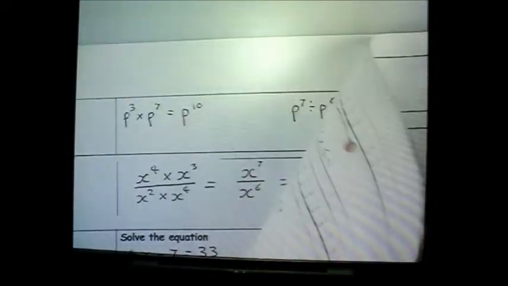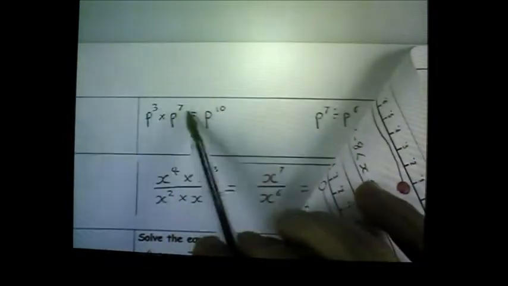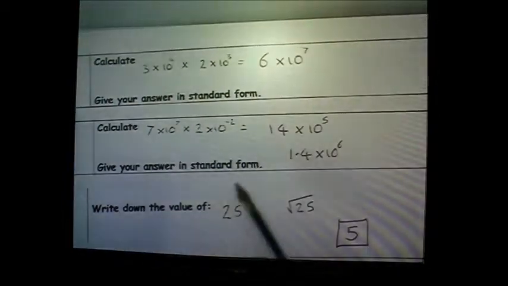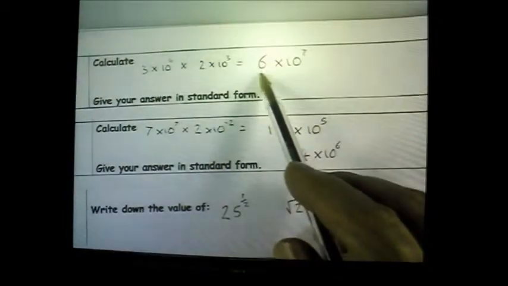If you think all the way back to the start of this paper, if you're still awake now, when you're multiplying index numbers, you just add them, don't you? So same thing here. You do the 4 add the 3 gives you the 7. So it's 6 times 10 to the 7. That's fine, because that is between 1 and 10.